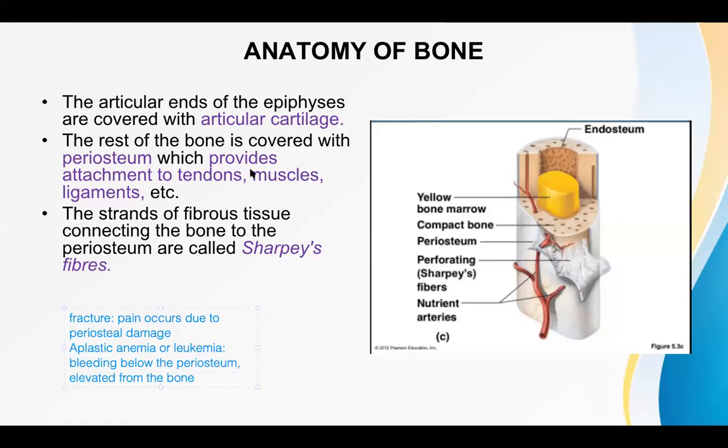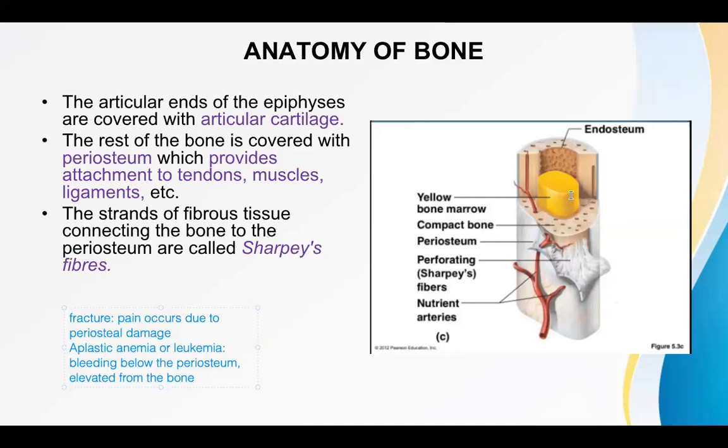Now, periosteum provides attachment to the tendons, muscles, and ligaments because it is the outermost part. Very easy to understand. Another important structure: there are strands of fibrous tissue which connect the bone to the periosteum, and these are called Sharpey's fibers. You can clearly see here these structures are Sharpey's fibers or perforating fibers. Now, this is the nutrient artery, which we will talk about later when I reach the blood supply of the bone.